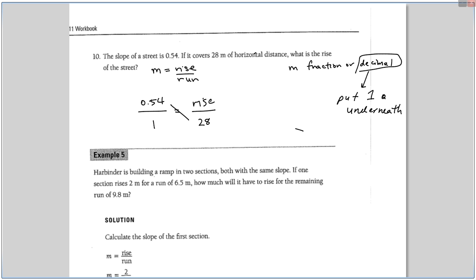And then you have to divide by 1. Does that do anything? Well, you might just do it just in case because it's habit. But you end up getting 28 times 0.54, 15. Yeah, the rise is 15.12. See how I put a box around my answer? That just helps the marker.